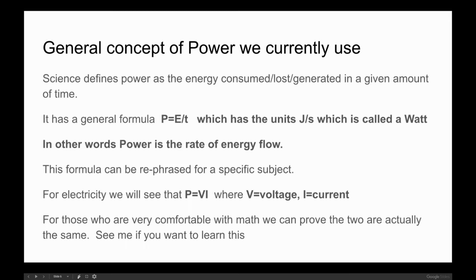Now, I can prove to you that power as energy over time is in fact voltage times current. And many of you will be able to handle that, but it will not be done until grade 11 or 12 physics. So if you can handle it, it shows your brains are 2 years ahead of the crowd. So feel free to ask me how to demonstrate that.